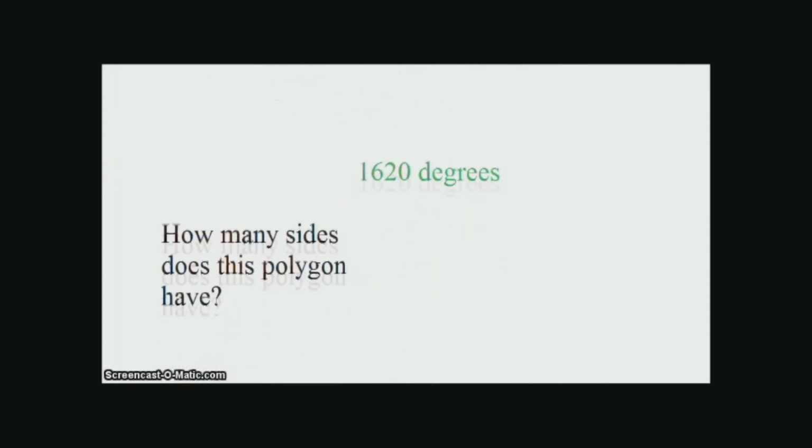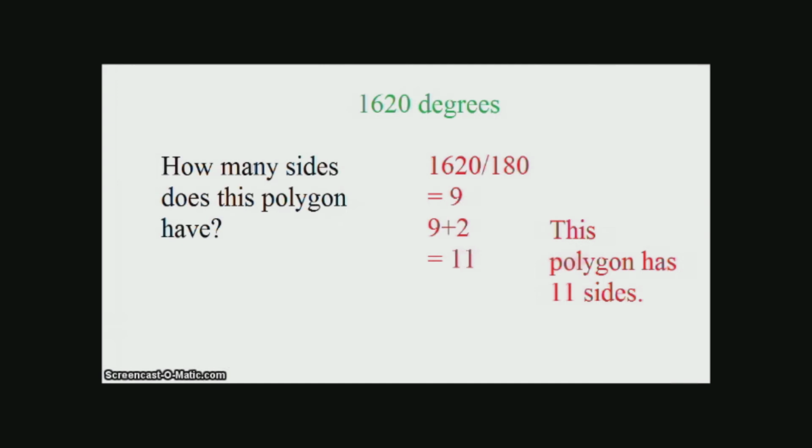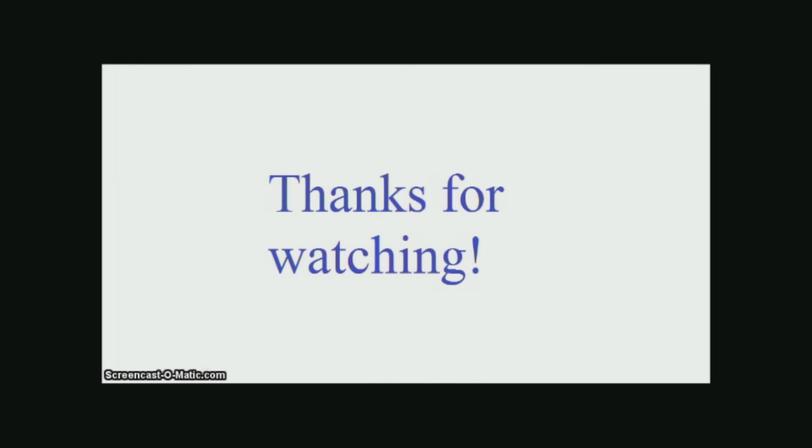Let's do a couple of examples. So here you should do this one question yourselves, and I'll tell you the answer in a moment. So this polygon has 1620 degrees total interior angles, and you have to find how many sides it has. So here is the formula, and this polygon has 11 sides. So yeah, thank you for watching, guys.